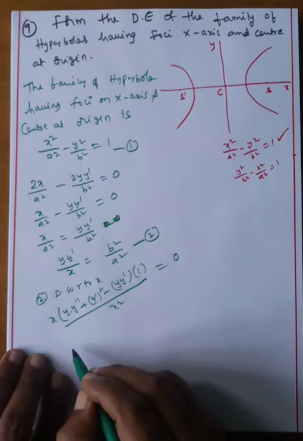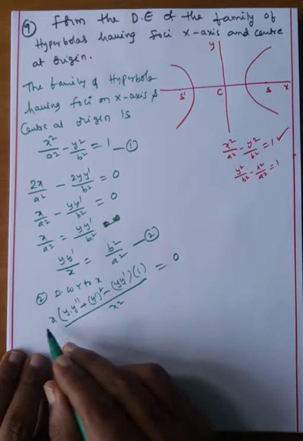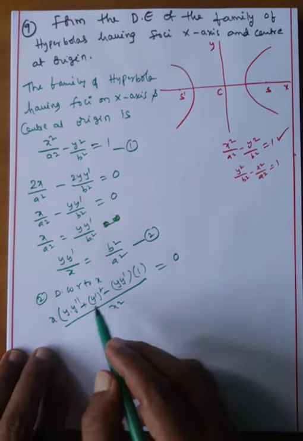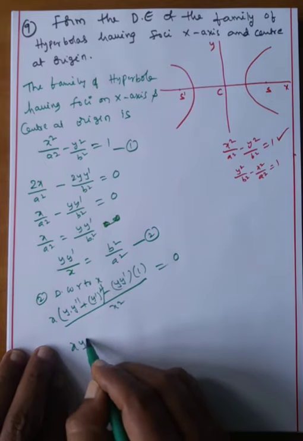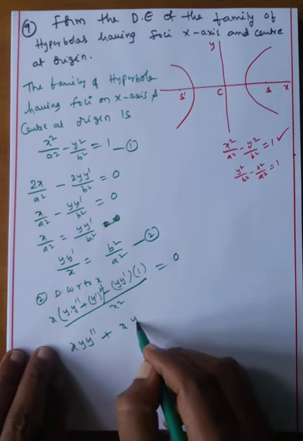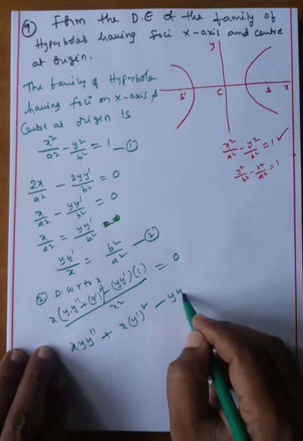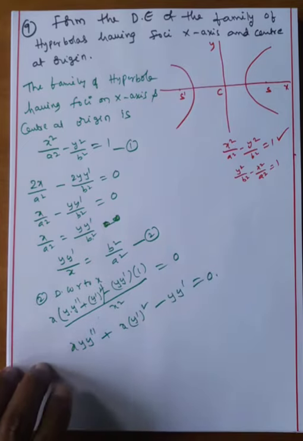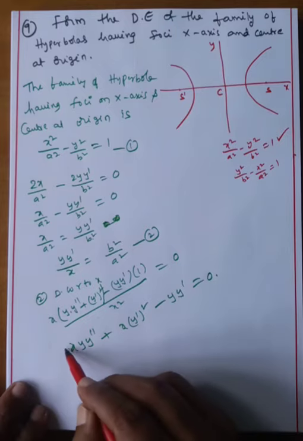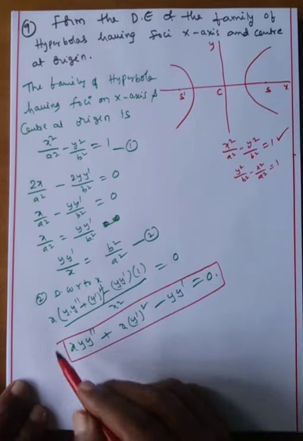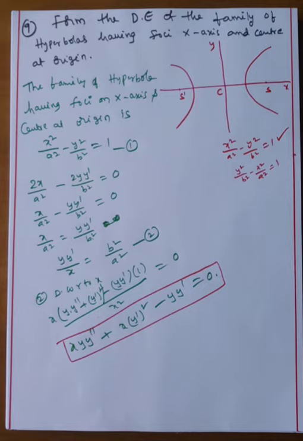Okay, now cross multiplication. Now multiply x here, up to this one only. Okay, x into y double dash plus x y dash square minus y dash is equal to 0. The same answer as before, this one is the same answer. I hope that is clear. In this way we will do the problems, my dear students. Before was the determinant method; without the determinant method we will do it in this way.